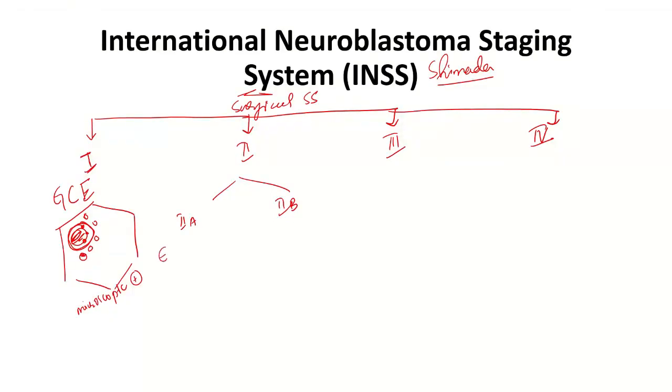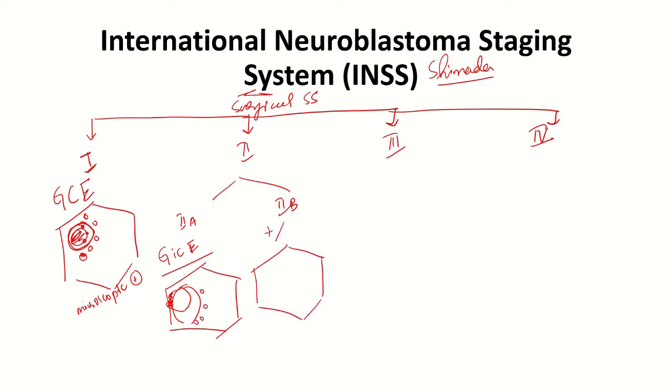In 2A, there is gross, incomplete excision of the tumor. That is, grossly, we were not able to remove the entire tumor. Some tumor was left over. But however, the adjacent lymph nodes were negative. In 2B, there could be gross, complete or incomplete excision, but lymph nodes are positive. Adjacent lymph nodes are involved.